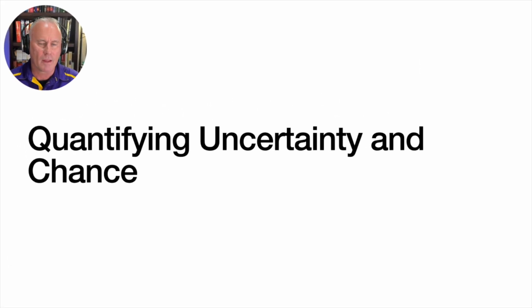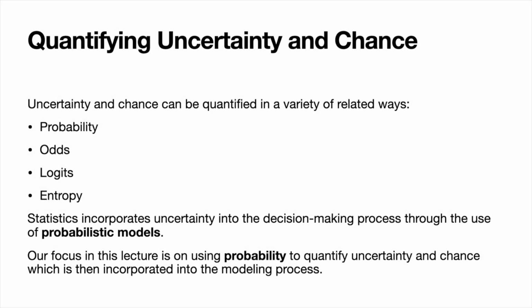So now let's look at how we can quantify uncertainty and chance. Uncertainty and chance can be quantified in a variety of related ways: probability, odds, logits, and entropy. Statistics incorporates uncertainty into the decision-making process through the use of probabilistic models. Our focus in this lecture is on using probability to quantify uncertainty and chance, which can then be incorporated into the modeling process and in particular into the statistical models.